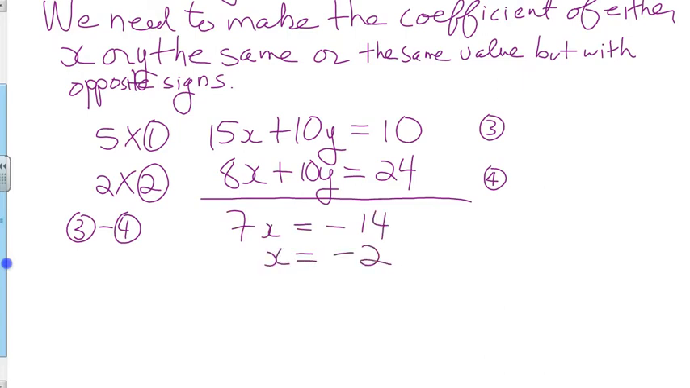And at this point, whether we are solving by substitution or elimination, it's all the same, right? We just substitute into 3 or 4, into 1 or 2. Okay, heads 1, tails 2.